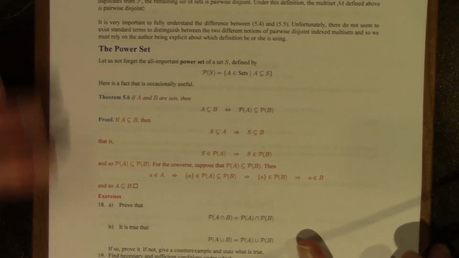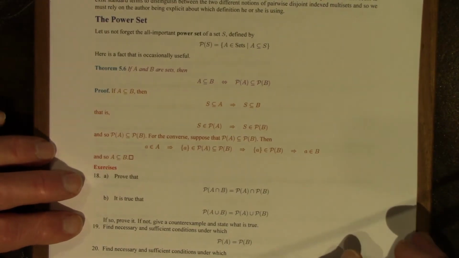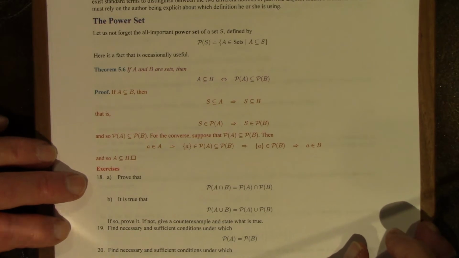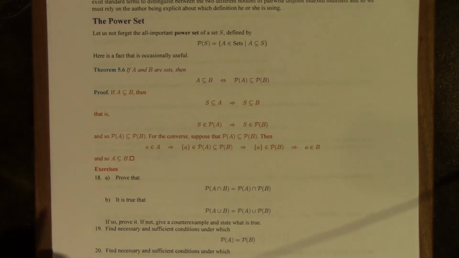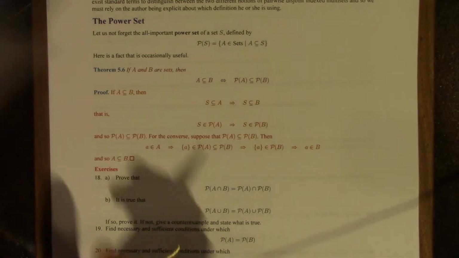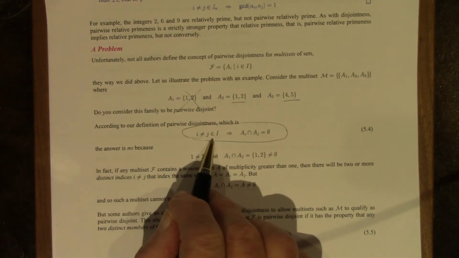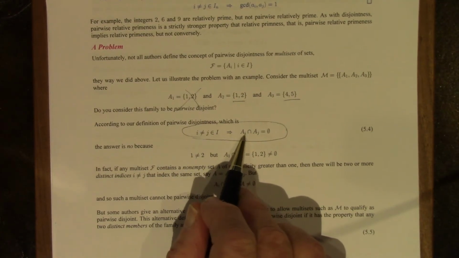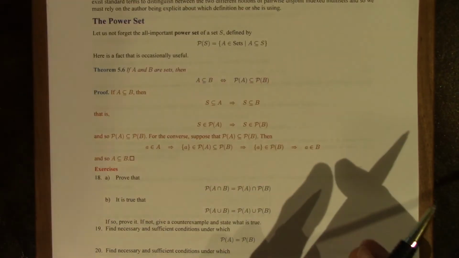Okay. And after you're finished with this class, if you prefer the alternative definition, you can adopt it as your own. But for this lecture series, this book, this class, we're using the definition I gave, which was that the different indices have to lead to disjoint sets. Okay.